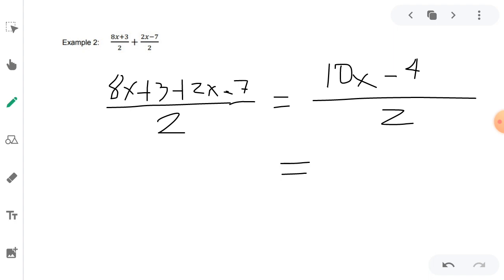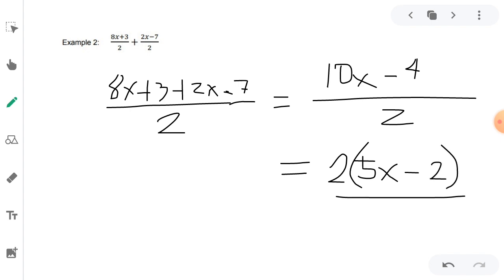Ito ay magiging, so ano, 2 times x, 2 times 5x minus 2 over 2.